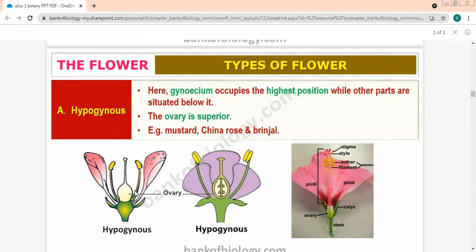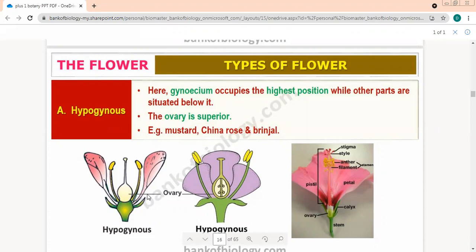Tell me, what is this? What is this that I'm showing you? Filament. Yes, this is filament. On the top we have, what is this? Anther. Anther. But now look carefully, beta, this is coming out from below the ovary.